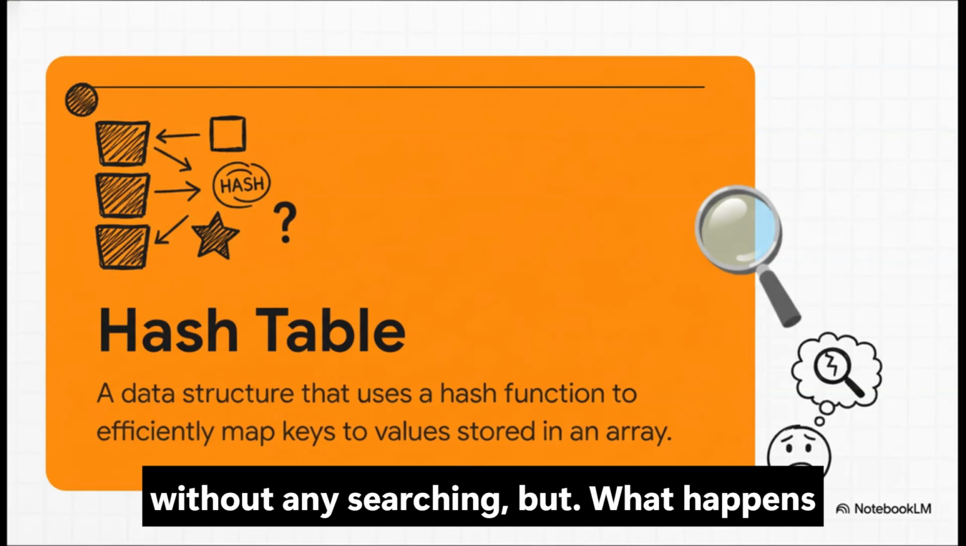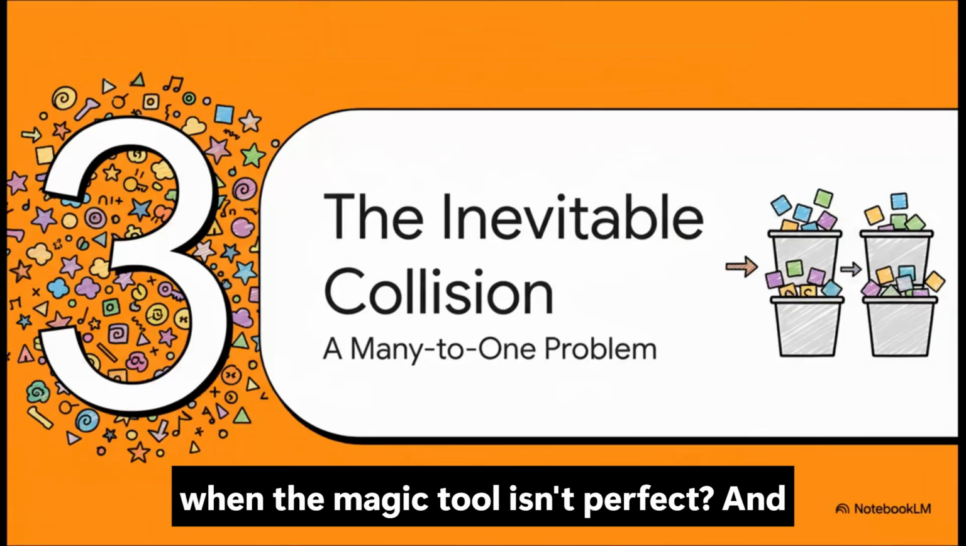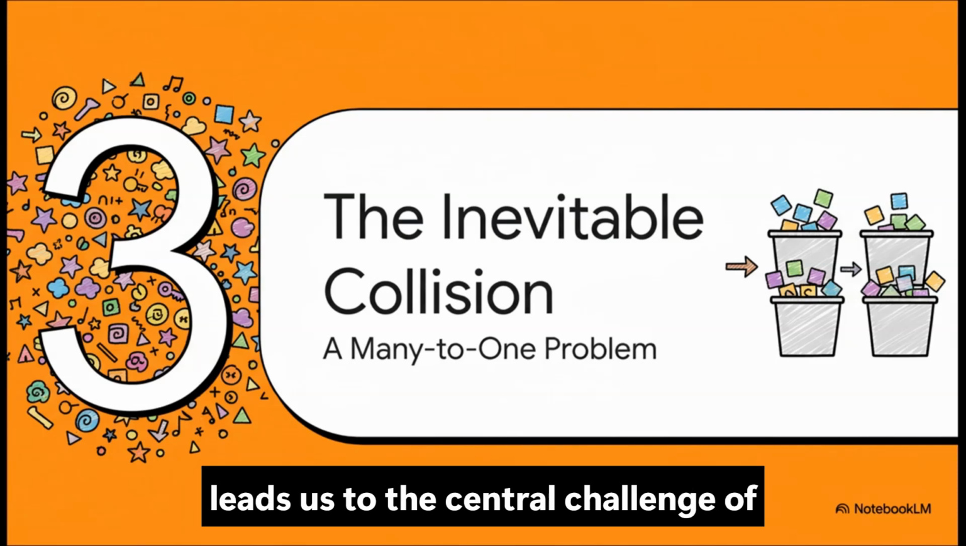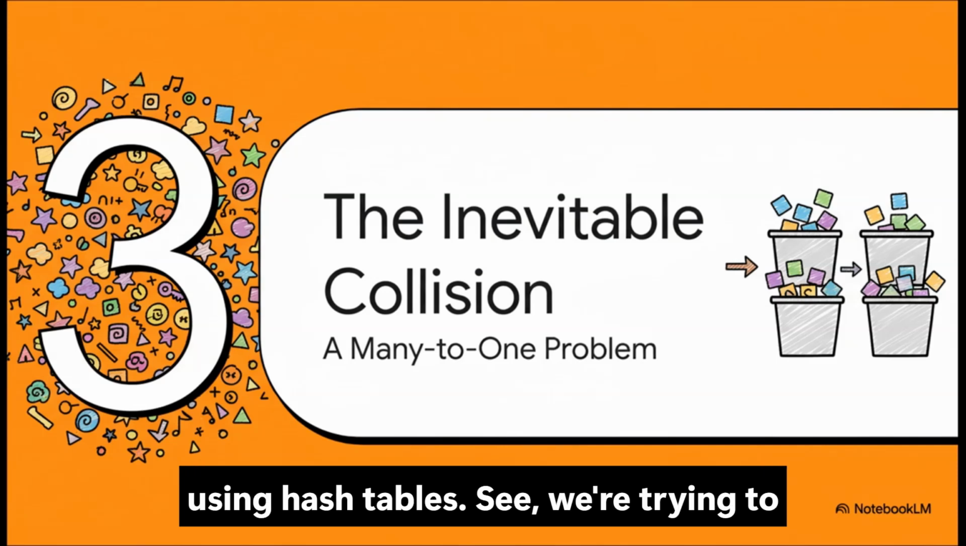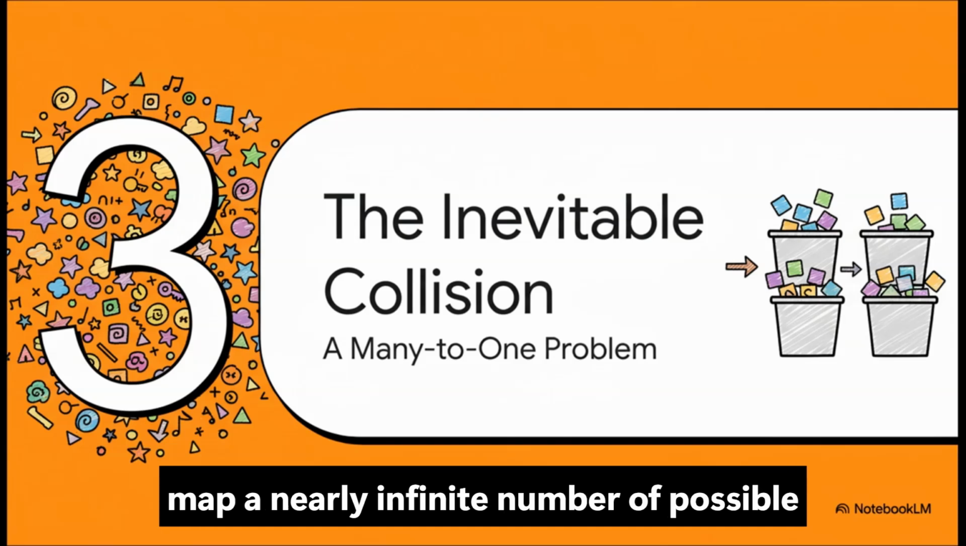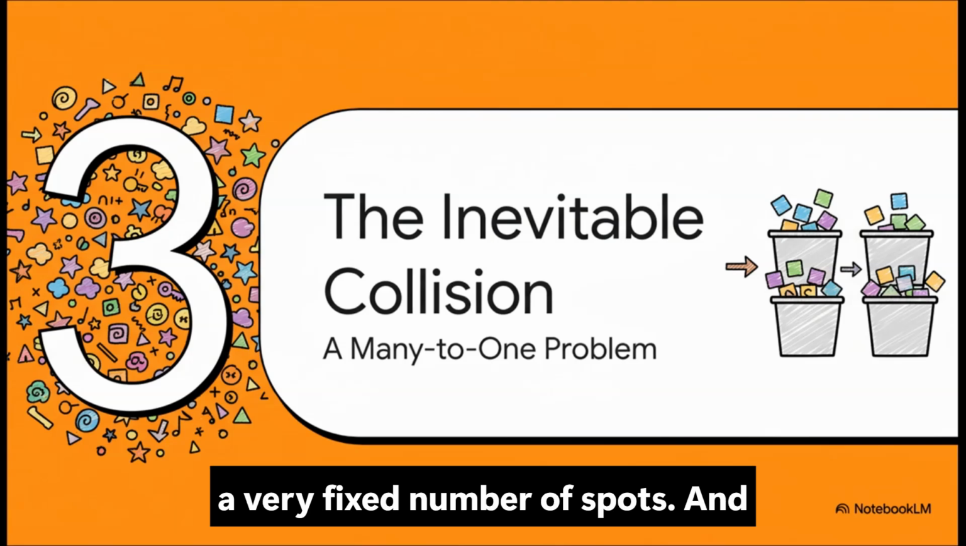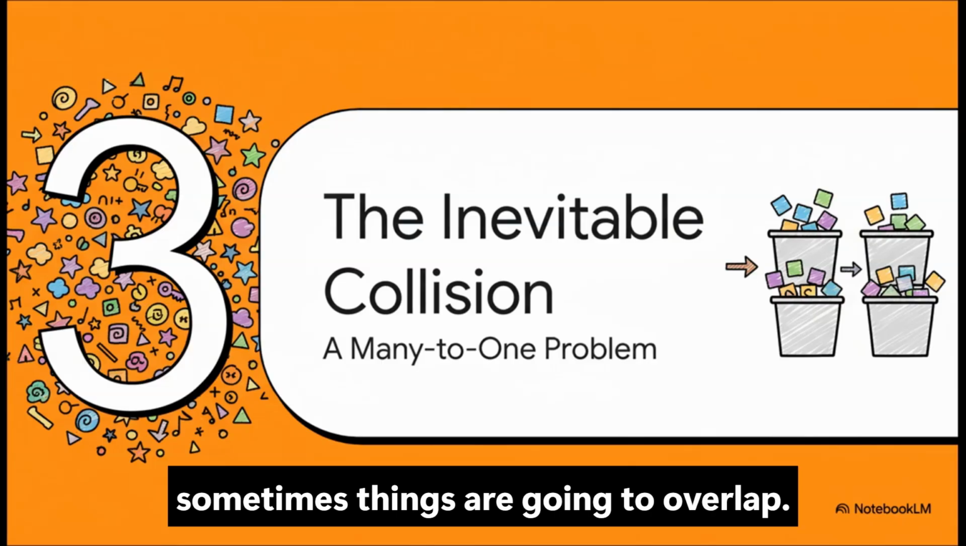But what happens when the magic tool isn't perfect? And this is where we hit the plot twist. This leads us to the central challenge of using hash tables. See, we're trying to map a nearly infinite number of possible keys, like all the names in the world, to a very fixed number of spots. And sometimes things are going to overlap.